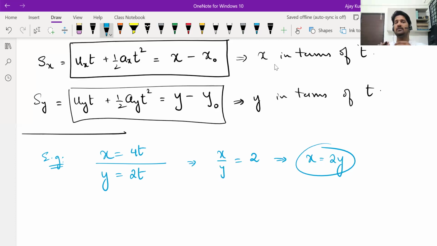That is what we mean by equation of path followed. Every path basically is like a graph on the xy plane, and every graph has an equation associated with it. That equation is what we are trying to find out. Okay, so this is one way. You can just divide them.